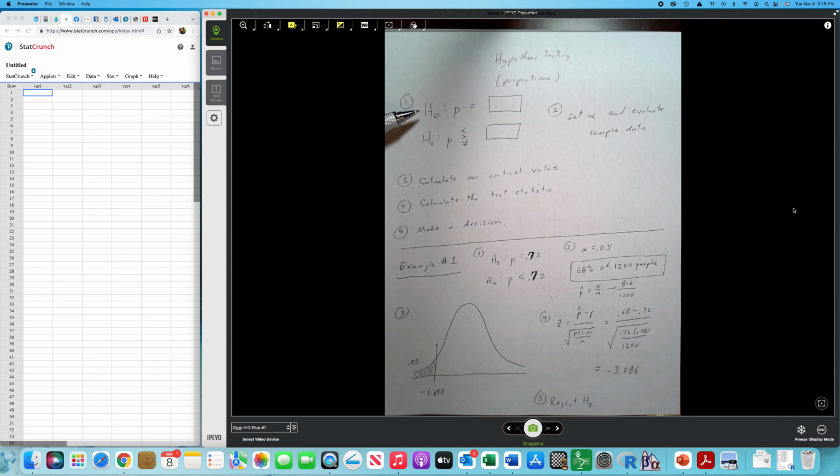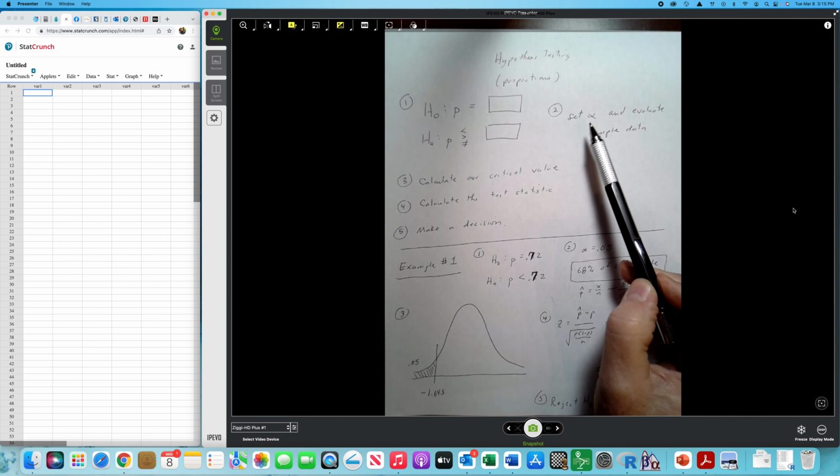So our null and alternative hypotheses will look like this. We will have P equals some value. Whatever value is there must go here. You'll find out in StatCrunch that it doesn't give you a choice of changing this, because you can't, you shouldn't. And then we have to choose the alternative, the sign, the inequality, that best fits the statement of the problem.